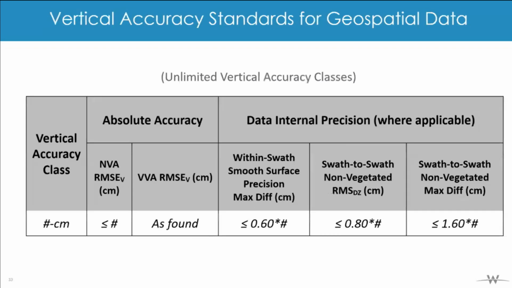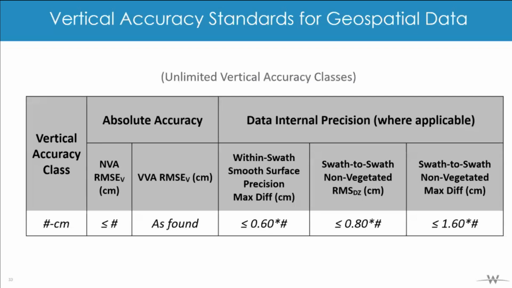Vertical accuracy is similar, unlimited vertical accuracy. And that's important because now you have terrestrial LiDAR that can scan at sub-centimeter, millimeter level accuracy, and we have satellite, for example, at meters accuracy. So the standard can fit all that, there's really no limitation.